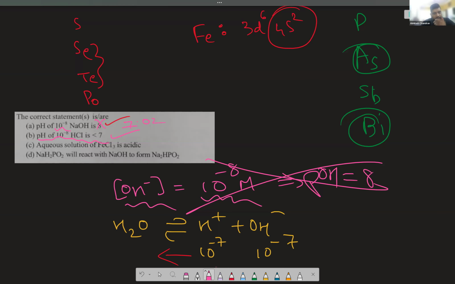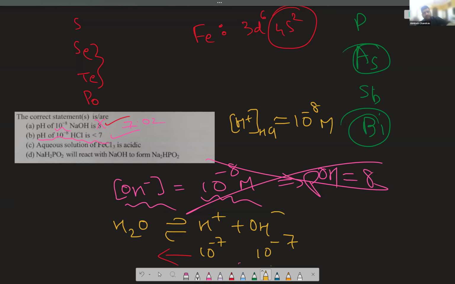This is the same story, ultra dilute HCl. So this is as good as water, so it's going to be very close to 7, but it is going to be less than 7 because, of course, it's acid, right? So H plus coming from your HCl alone is going to be equal to 10 to the power minus 8 molar.